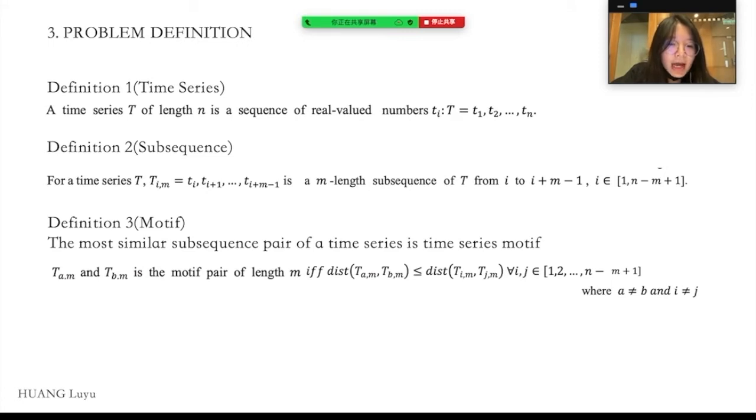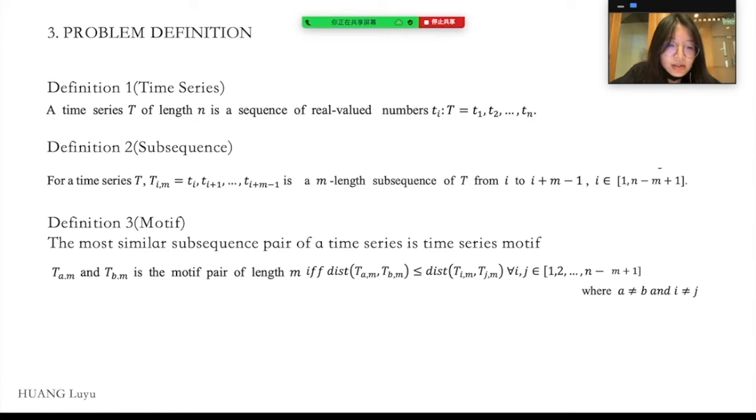Before describing our algorithm, we give definitions of the key terms used in this paper. A time series T of length n is a sequence of real-valued numbers. As an expansion of the problem domain, we can also deal with strings, so we may also use a string definition and let T of length n be a sequence of characters, such that T equals c1, c2, ..., cn.